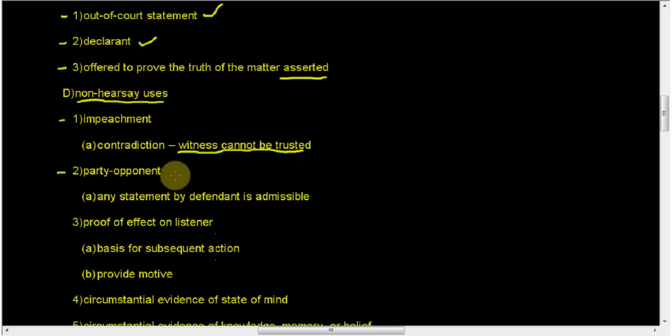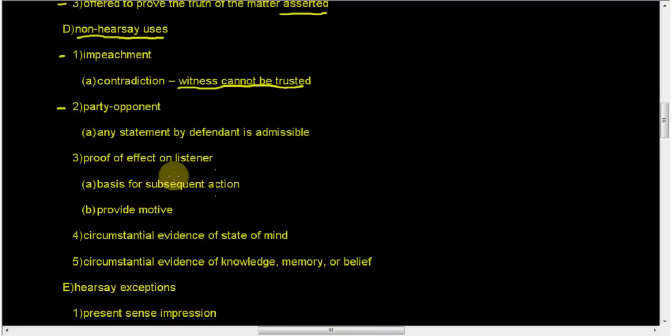Next, we have party opponent. So this is perhaps one of the most important non-hearsay uses you will come across. In a criminal case, it says that any statement made by the defendant is admissible. The rationale for this is that anything the defendant says should be free game in trial. In criminal cases, only the state has a party opponent. The defendant does not have one. So in a criminal case, the prosecution would be the only party allowed to use this non-hearsay use.